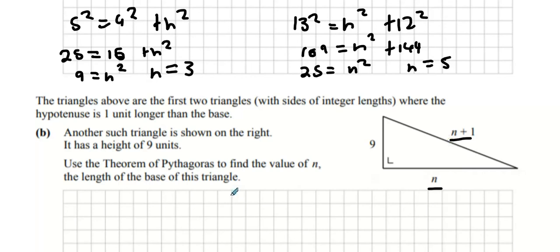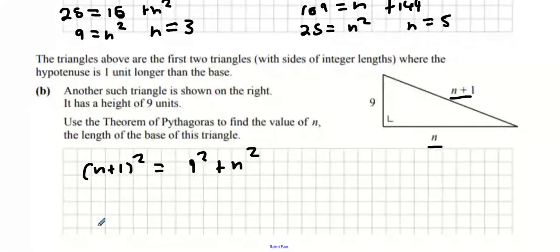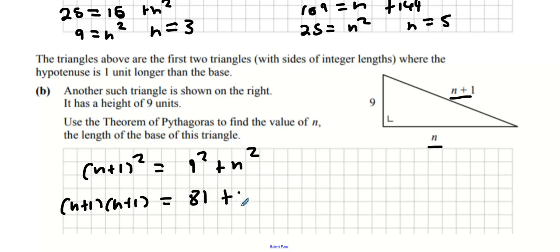So Pythagoras' theorem says the longest side, which is n plus 1 squared, equals the shorter side squared added together. So that will be n plus 1 by n plus 1 equals 81 plus n squared.